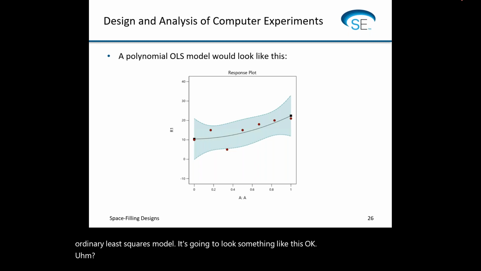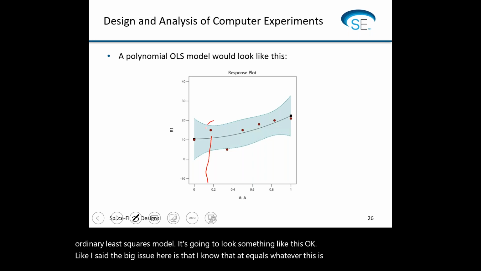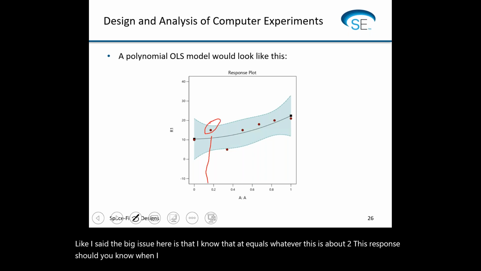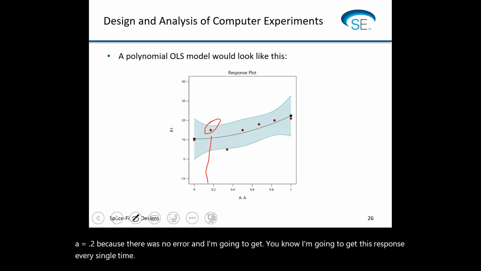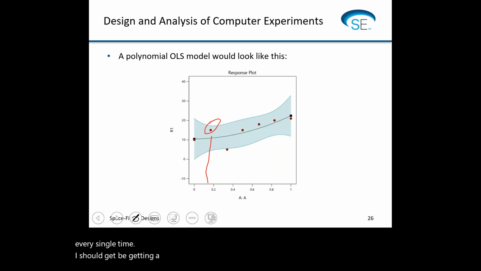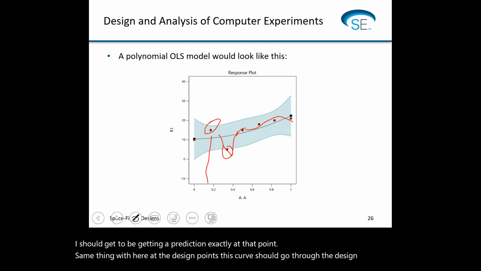Like I said, the big issue here is that I know that at a equals whatever this is, about 0.2, when I actually use the model to predict and I plug in a equals 0.2, because there was no error and I'm going to get this response every single time, I should be getting a prediction exactly at that point. Same thing with here. At the design points, this curve should go through the design points somehow. Okay.